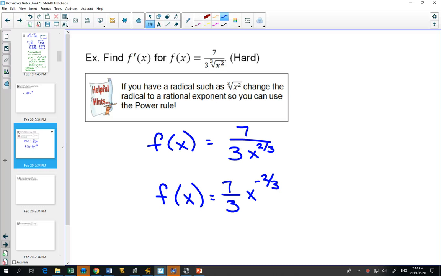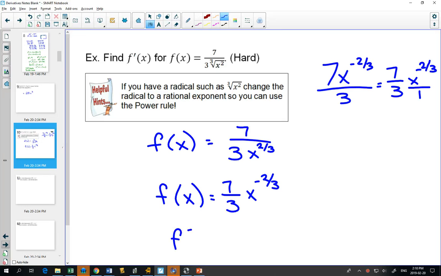And are you okay, like I just wrote, are you okay with this? That moving that x to the negative 2/3 into my numerator is the same thing as having 7/3 out in front times x to the negative 2/3. Because technically, I could make that x to the negative 2/3 over 1, multiply the tops, multiply the bottoms with my fraction rules to make it equal to the same thing.